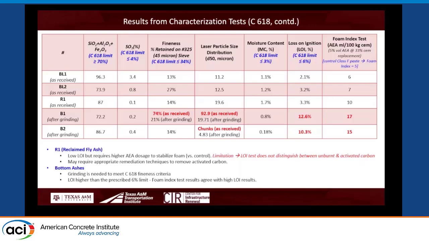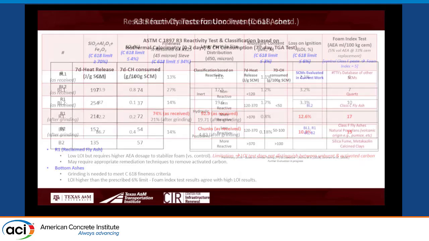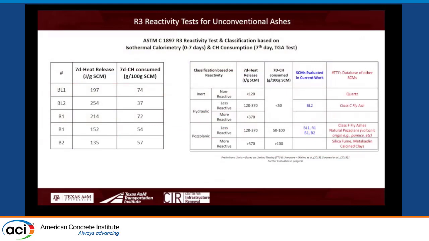You see here, one important thing: for the reclaimed ash, LOI is low. Still, foam index you need more. That means the LOI test doesn't distinguish between unburned and activated carbon, so some extra treatment may be needed. For bottom ash, grinding is of course needed, and high LOI of course needs to be fixed. Otherwise, it will be an air entrainment issue. Everybody is talking about the same thing.